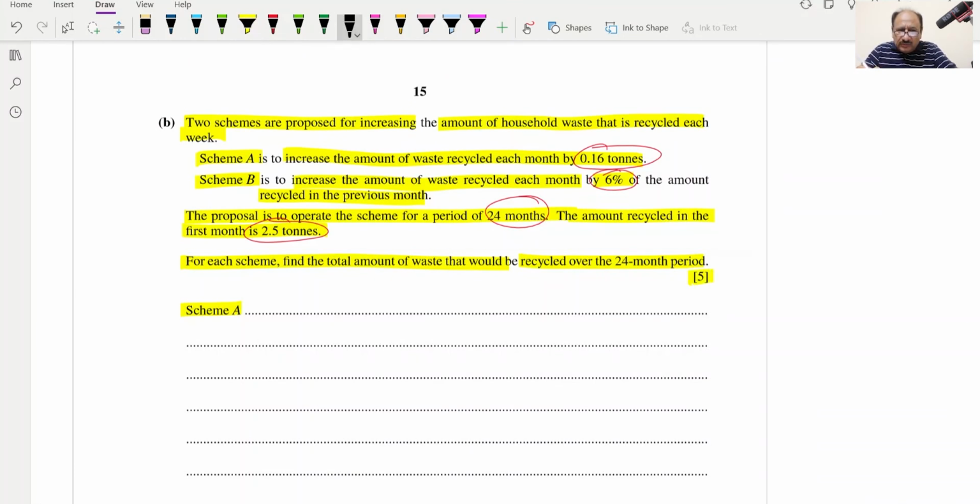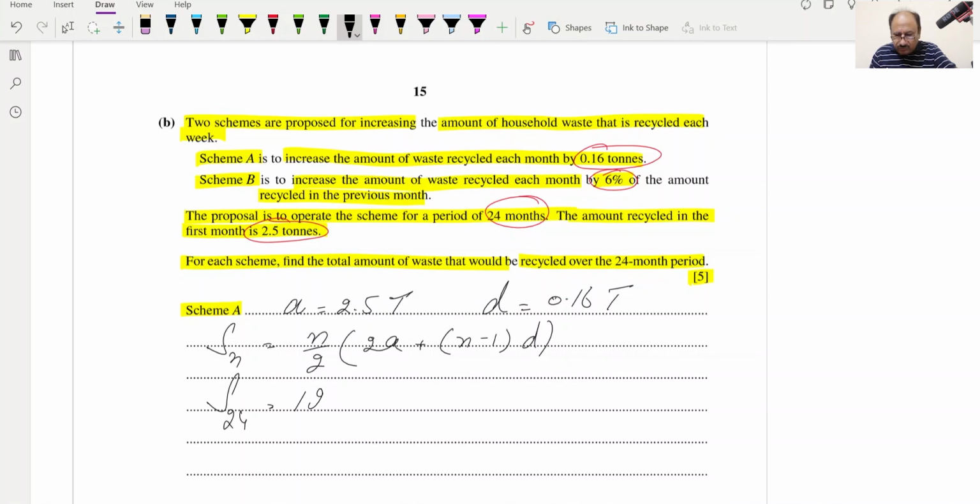So the sum for 24 terms is required. The a value is what? We are starting with 2.5 tons, so we write 2.5 tons for this one, and the d value is provided. d is 0.16 tons, so we can apply Sn. Sn is equal to n by 2 into 2a plus n minus 1 into d. If we replace n by 24, S24 will be equal to 24 by 2, which is 12, into 2 into 2.5, which is 5, plus n minus 1, which is 23.